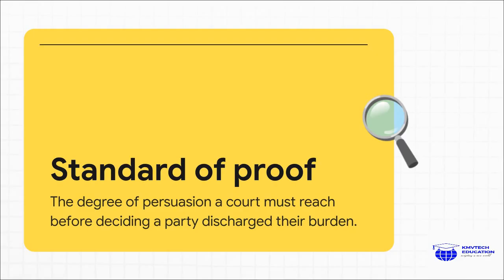I'm going to read that one more time for your notes. It is the level of certainty or degree of persuasion that a court must reach before it decides that a party has discharged their burden of proof on a particular issue. Now, Uganda, like a lot of jurisdictions, recognizes 2 main standards. We'll explore those right now.